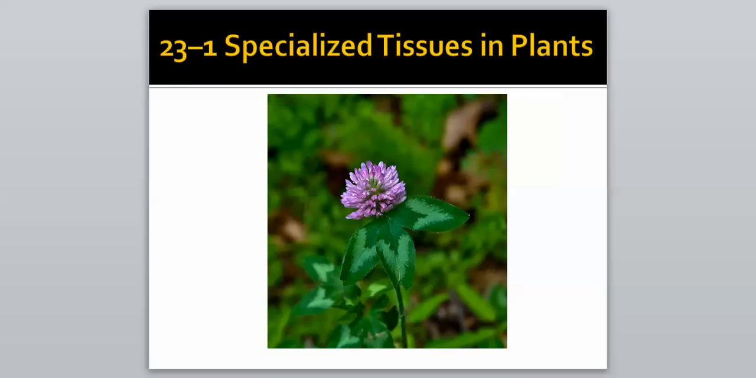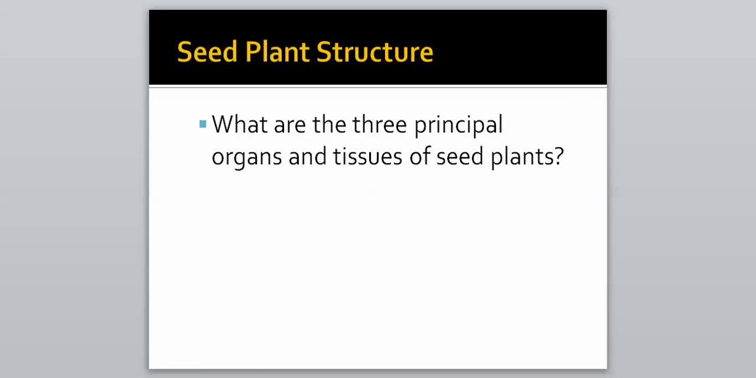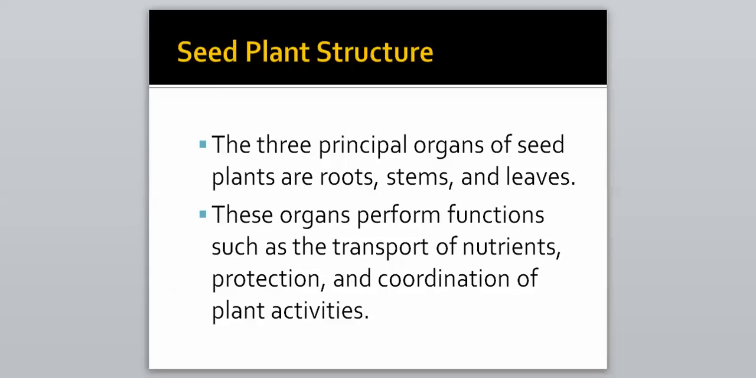And so we're going to jump right in with section 1 of this chapter, and the section is titled Specialized Tissues in Plants. So tissues, the human body has a bunch of different types of tissues, and plants are the same way. So we're going to look at those. And before we start, we're going to look at the three principal organs and tissues of seed plants. So our first organs that we have are roots, stems, and leaves.